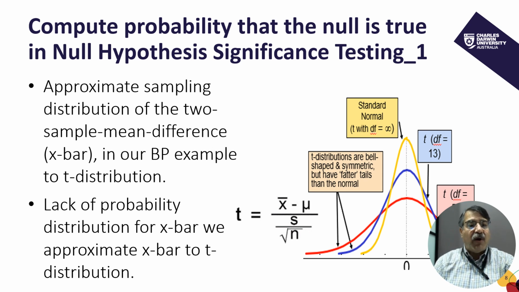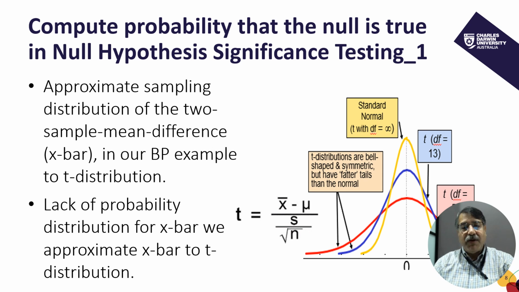Sampling distribution means we can have one sample, another sample, a third sample, a fourth sample, a fifth sample. So this is a sampling distribution of our sample mean differences. There will be different sample mean differences every time we pick our sample. Now, because we lack the probability distribution for x bar for this sampling distribution, we approximate this sample mean difference to the t distribution.